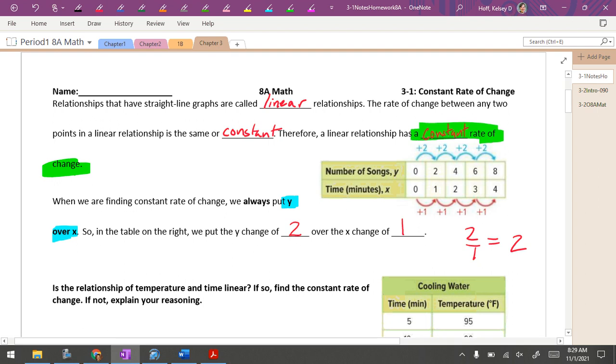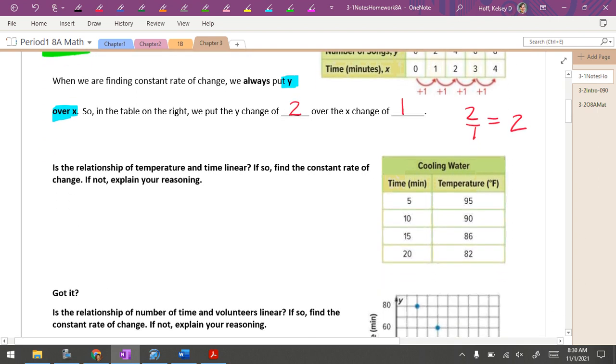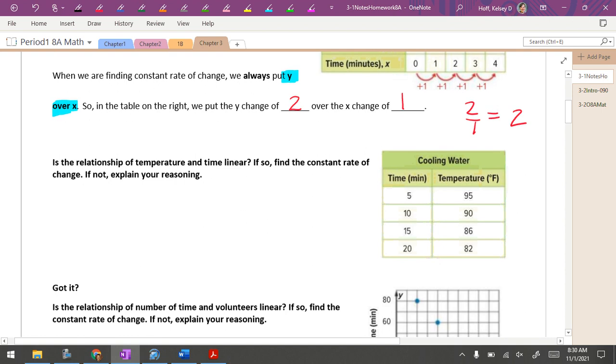Is the relationship of temperature and time linear? If so, find the constant rate of change. If not, explain your reasoning. In a table, vertically, the left column is always x. The right column is always y. Write that down so you don't forget. The left column is always x. The right column is always y. So then we do swoops.